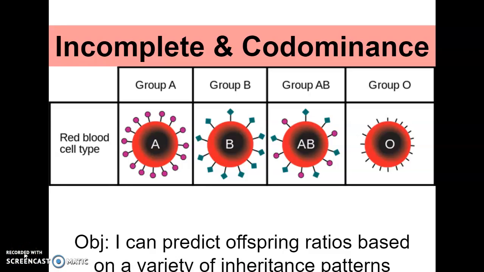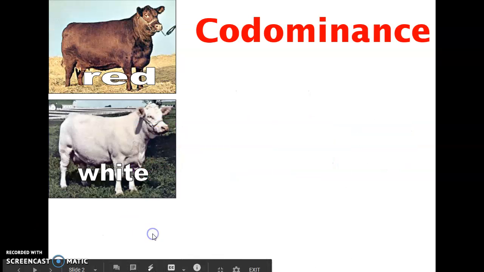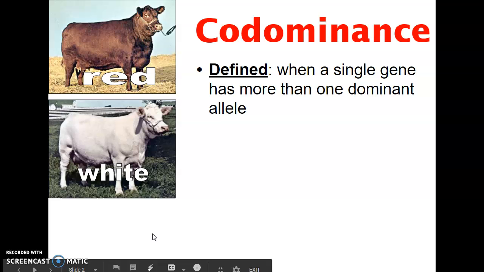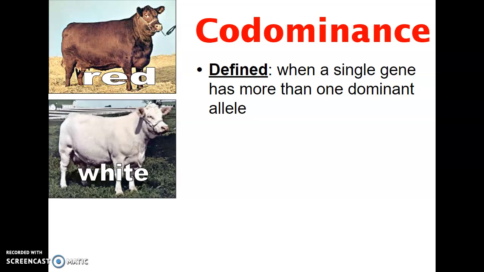Okay, guys, so let's talk about incomplete and codominance patterns. Codominance is when a single gene has more than one dominant allele. Remember I told you you get one gene from mom and one gene from dad, right? So if both alleles from mom and dad are strong dominant alleles, we call that codominance.